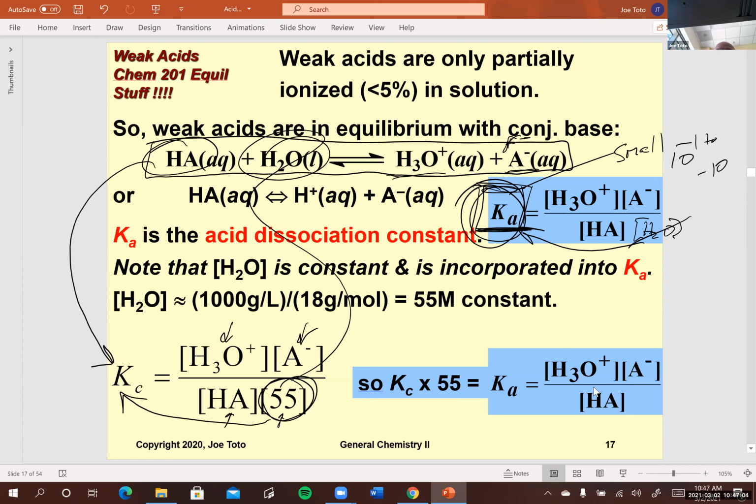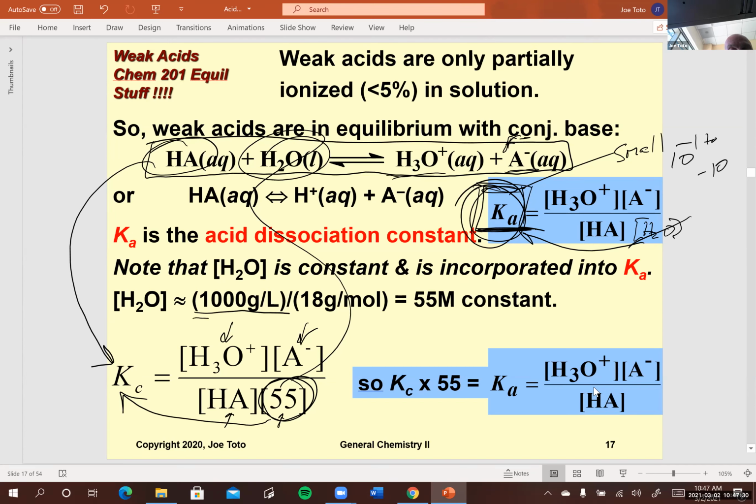All right, any questions on that? Is it safe to assume that pure water is always 55 molar? Yes. Yeah. So that's just the concentration, the density over the molar mass. And so that doesn't change.